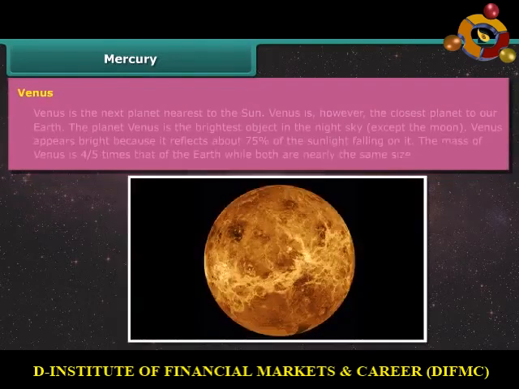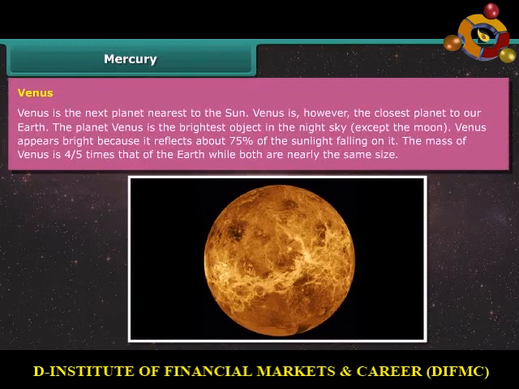Venus. Venus is the next planet nearest to the Sun. Venus is, however, the closest planet to the Earth. The planet Venus is the brightest object in the night sky except the moon. Venus appears bright because it reflects about 75% of the sunlight falling on it. The mass of Venus is 4/5 times that of the Earth, while both are nearly the same size.